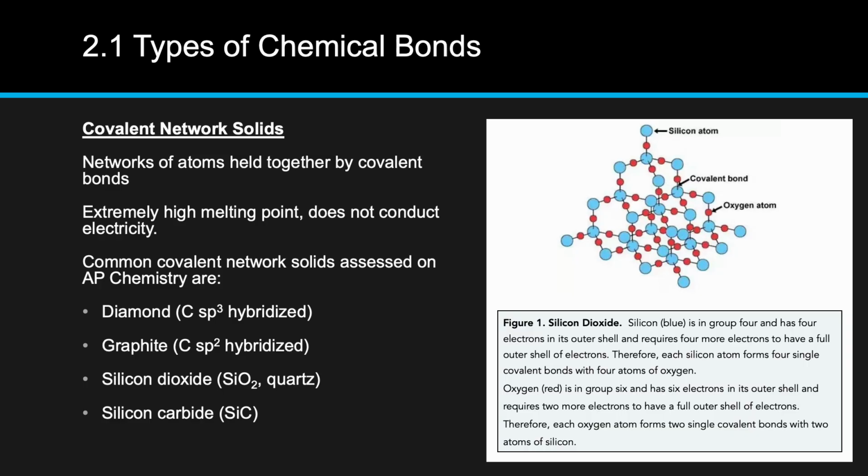And common covalent network solids that are assessed on AP chemistry are going to be diamond, which are just carbons that have 4 single bonds. So it looks kind of like this. Every single carbon in a diamond is bonded 4 times to neighboring carbons. Then we have graphite, which is again only carbon, but the carbon is sp2 hybridized, which means it is trigonal planar, so it's 2 single bonds and a double bond.